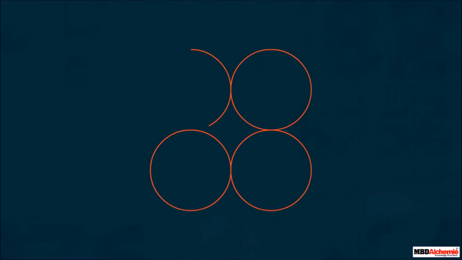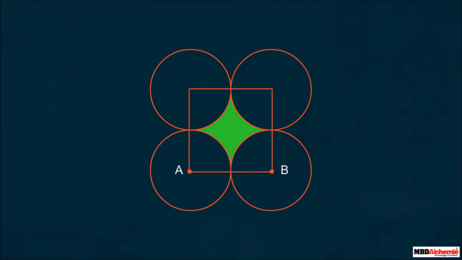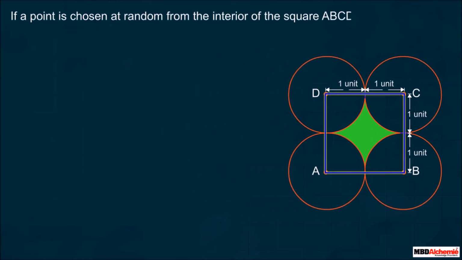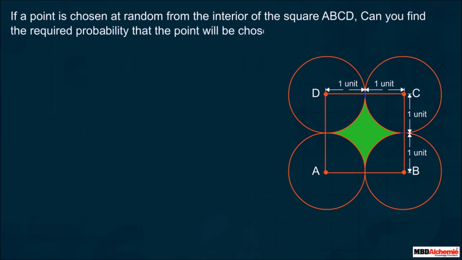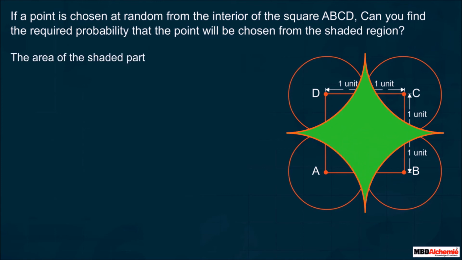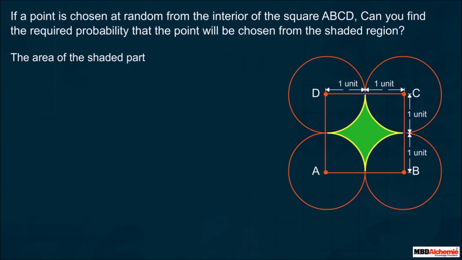There are many more different examples. In a figure, points A, B, C, and D are the centers of 4 circles, each having a radius of 1 unit. If a point is chosen at random from the interior of square ABCD, can you find the required probability that the point will be chosen from the shaded region? Yes, here the favorable outcome is the shaded part of the figure, as we have to find the probability that the point will be chosen from the shaded region.